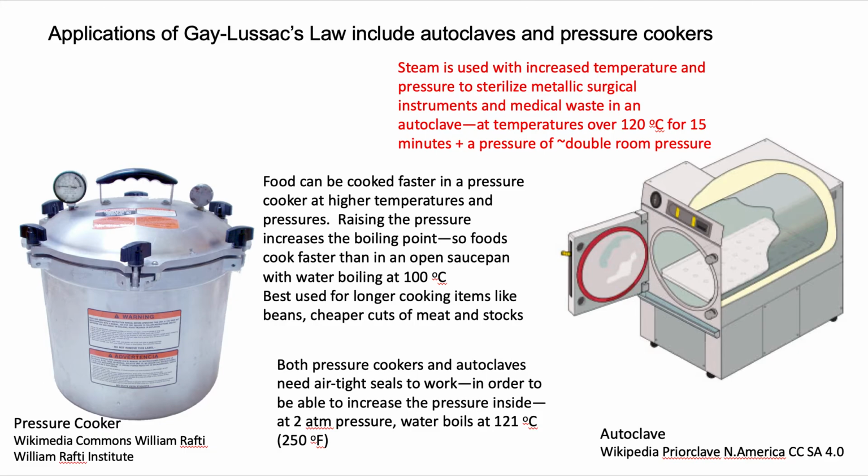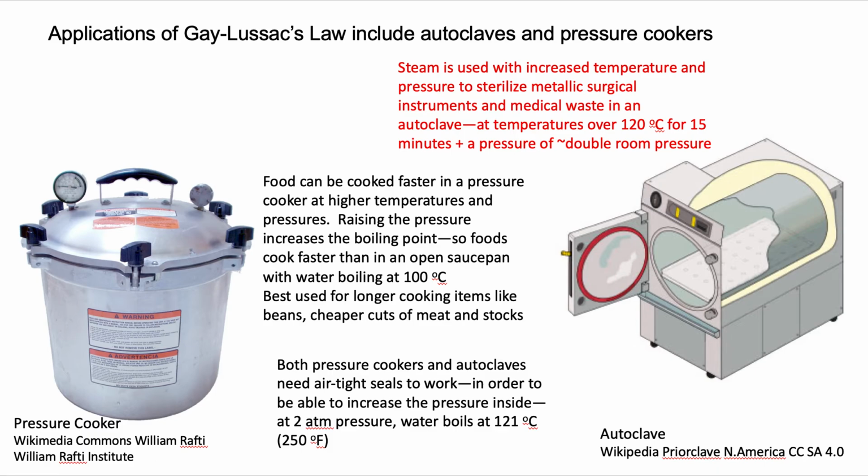And for the pressure cooker diagram on the left, you're raising the pressure, which is increasing the boiling point of water. In an open saucepan, it's 100 degrees Celsius, but under pressure, you'll get a cooking temperature of 120 degrees Celsius. Best for longer cooking items because it takes time to get the food in the pressure cooker up to high pressure, high temperature, and it takes time to release that pressure as well.